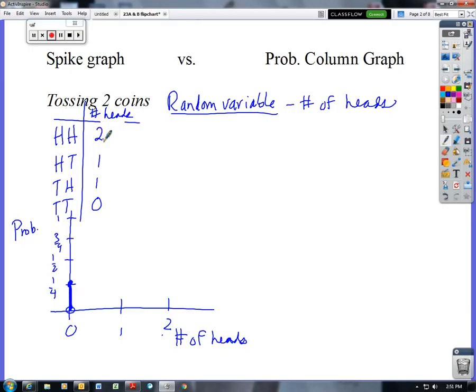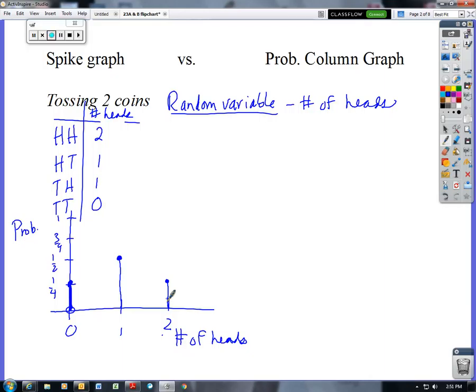The probability of getting 1 head happens twice here. So it's a probability of a half, because there are 4 different possible outcomes, and you can get one head in 2 of those. And then 2 heads happens once, so that's 1/4. When you add all these up, you should get 1. A 1/4 plus a half plus a 1/4 is, of course, 1.